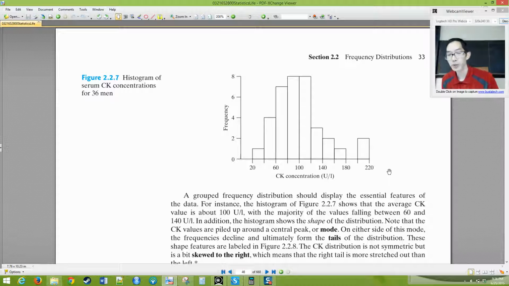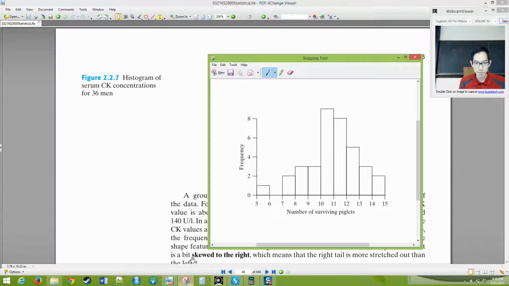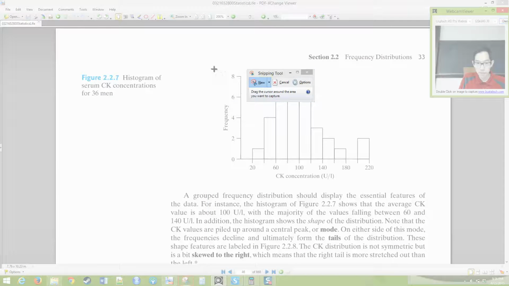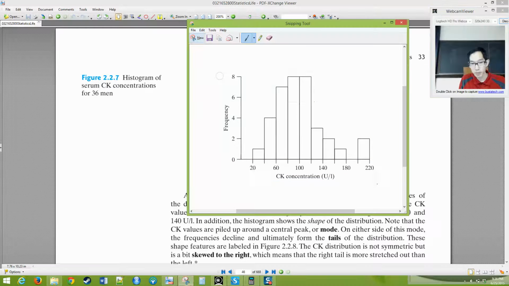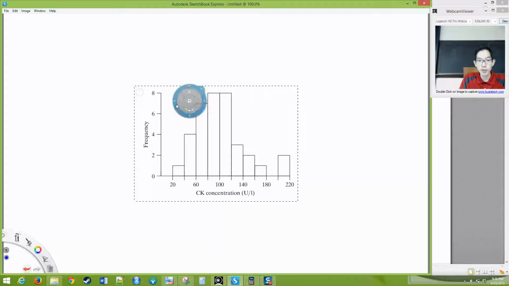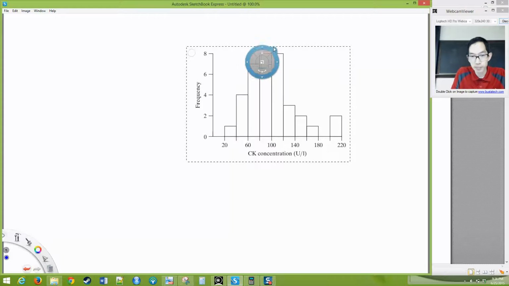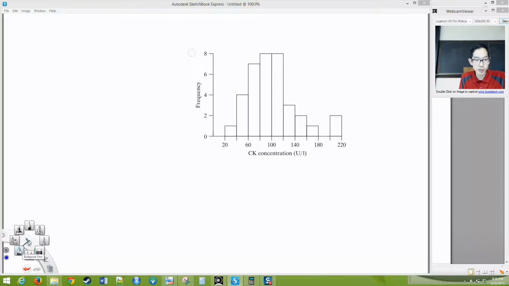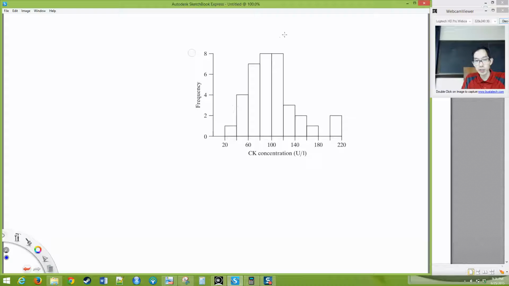So when we talk about shape, there's a few things we want to point out. We want to talk about the number of peaks that we have, okay? And so I would say there's really only just one peak. And we have to decide, well, is this symmetric or not?